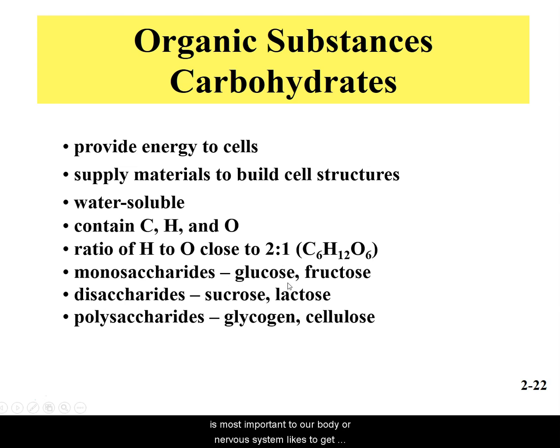Our nervous system likes to get its energy from glucose exclusively. Now, other areas of our body can get energy from other sugars and other amino acids and things, but our nervous system uses glucose exclusively. Fructose is another monosaccharide. These are simple carbohydrates or sugars. They're simple sugars, meaning there's only one sugar, and they're used by our body quickly for quick energy.